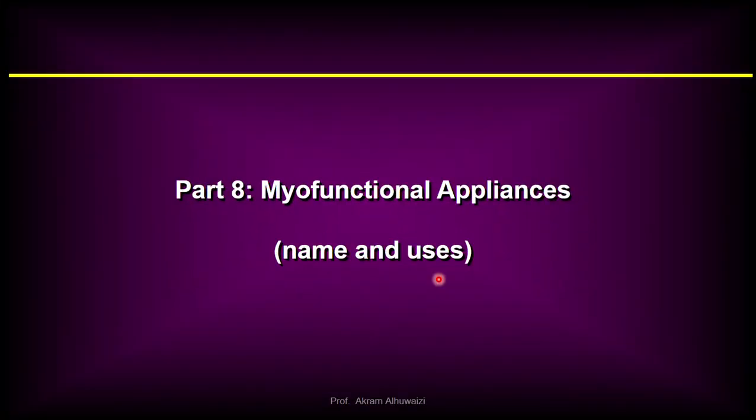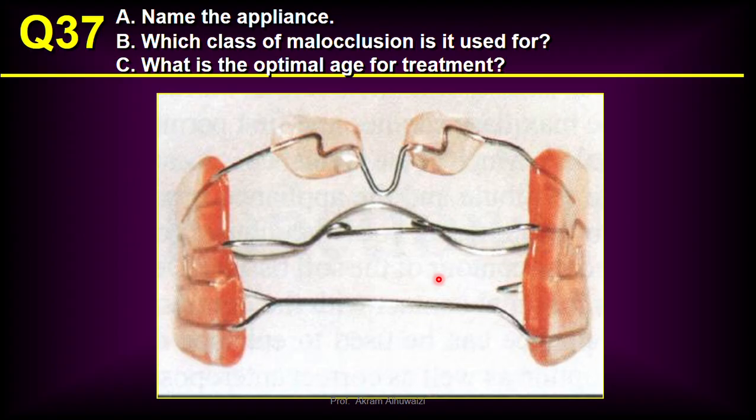Part 8. Myofunctional Appliances. Name the appliance. It's a Frankel 3 appliance. Which class of malocclusion is it used for? It's used for class 3 malocclusion. What is the optimal age for treatment? Around 8 years of age.